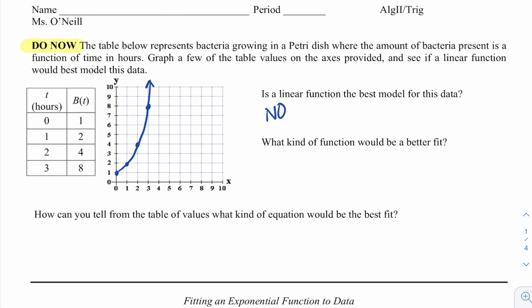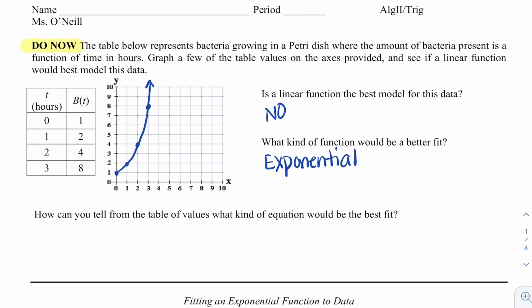What kind of function would be a better fit? Well, you might look at it and say, okay, that kind of looks like a parabola. So that is actually true. It does look like a parabola. Eventually, we're going to realize, though, that an exponential function is going to end up being the best fit for this situation. So you might be wondering, how do I know that? It's based on the growth factor.